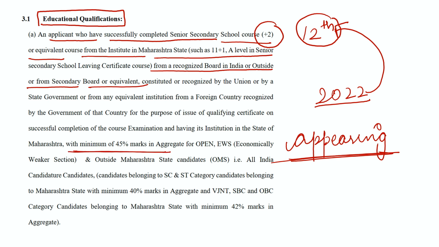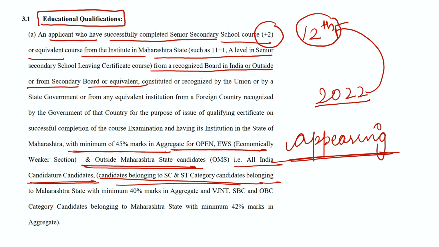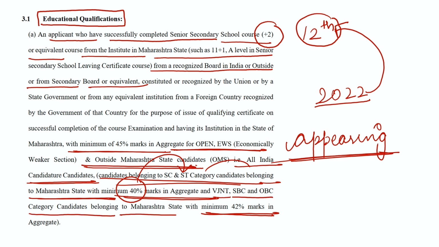With minimum 45% marks in aggregate for open, EWS, outside Maharashtra state candidates, OMS, that is all India candidates, need 45%. Candidates belonging to SC/ST category from Maharashtra state need a minimum of 40%, and 42% if you are from VJNT, SBC and OBC category from Maharashtra state. So 45% you need to have in 12th. Even if you have not given the exam, अभी आपके बोर्ड एग्जाम्स नहीं हुए 12th के, बट हो जाएंगे 2022 के अंदर, तब भी आप ये फॉर्म भरिए, आप एलिजिबल हैं MHCET देने के लिए.